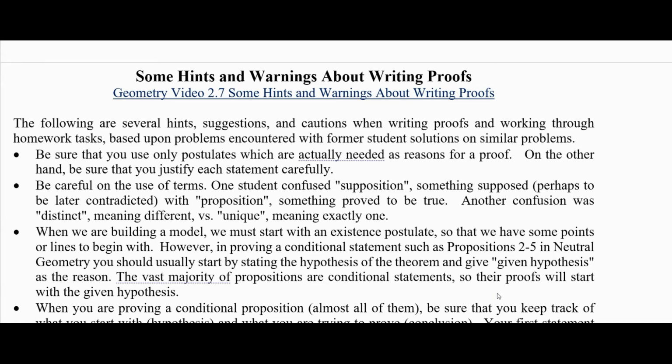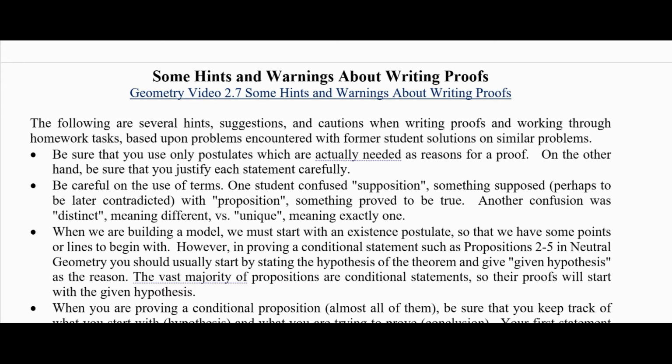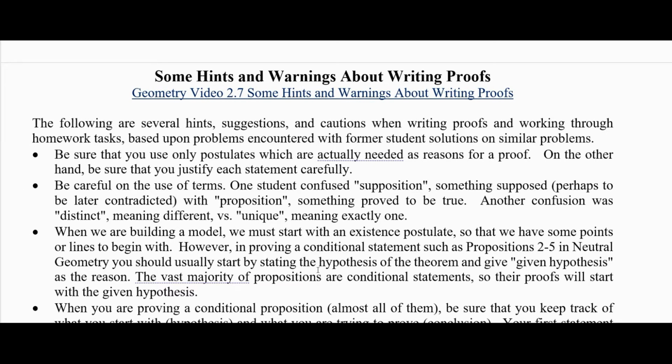Let's go over a few little hints and warnings about writing proofs. These are based on some things that I've noticed in my students when they're first trying to write some proofs out. And remember, writing proofs is really the main goal of a geometry class like this. It's much more about the logic and structure of the proof writing, and what's going on in geometry is much more important than the geometry itself.